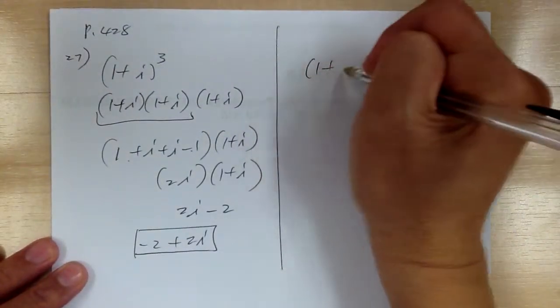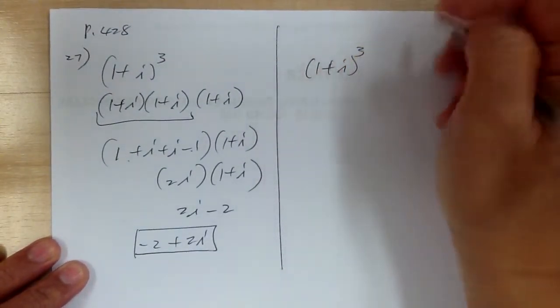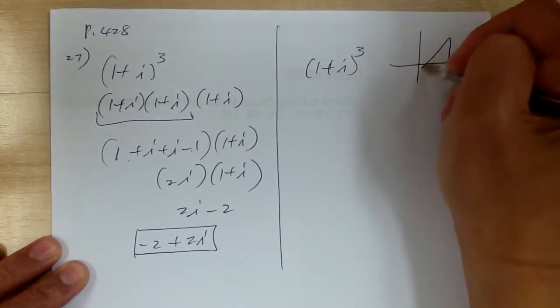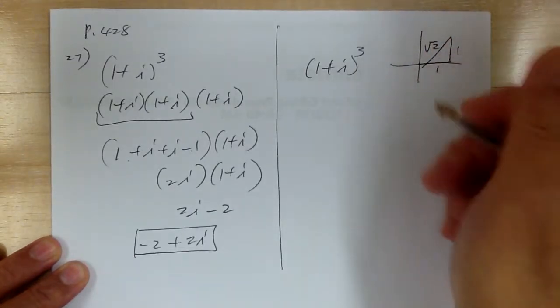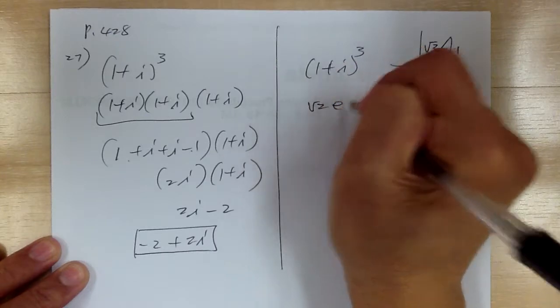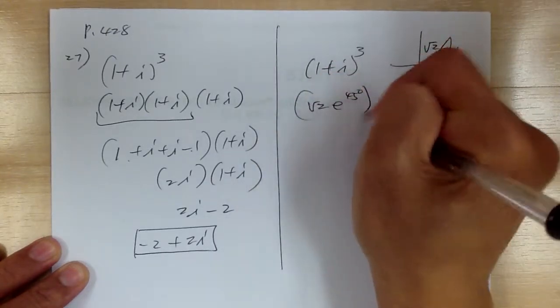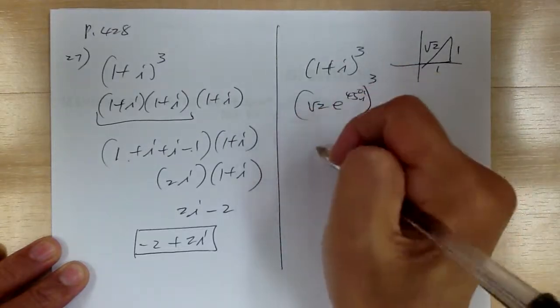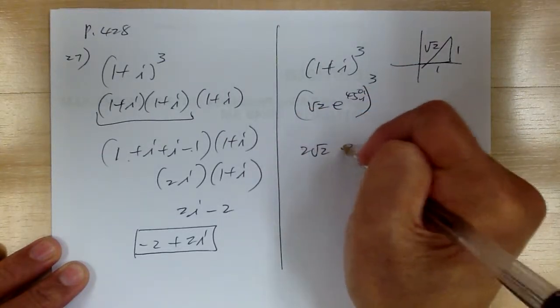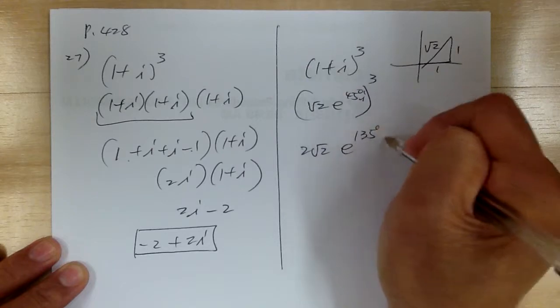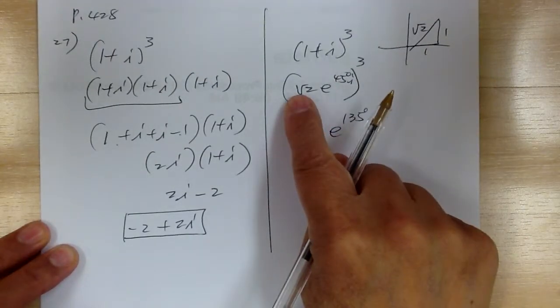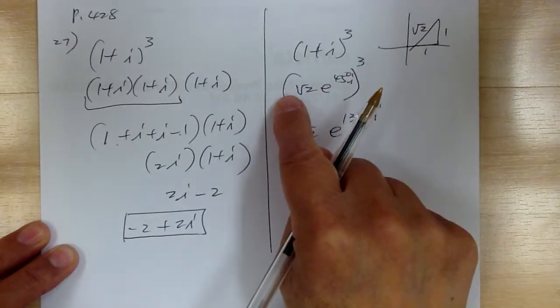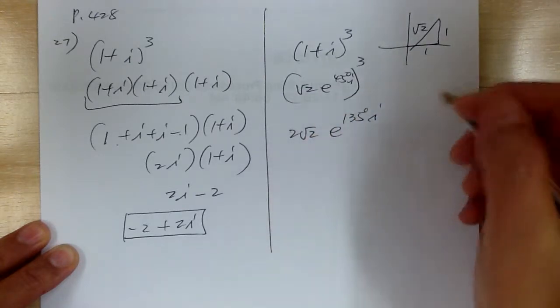So when you're using the polar method, this is 1, 1. So it'd be square root of 2. So this would be square root of 2 e to the 45 degree i to the 3rd power. So from here, you're going to get 2 square root of 2 e to the 135 degrees i. Right? So square root of 2 to the 3rd power, you get square root of 2, square root of 2, square root of 2. So you end up with that.